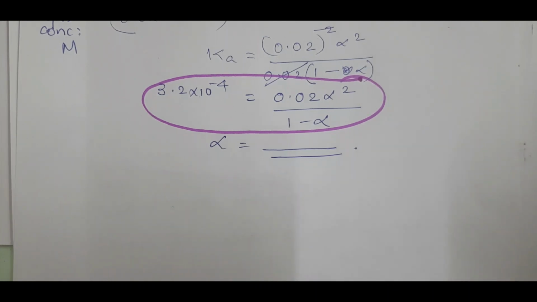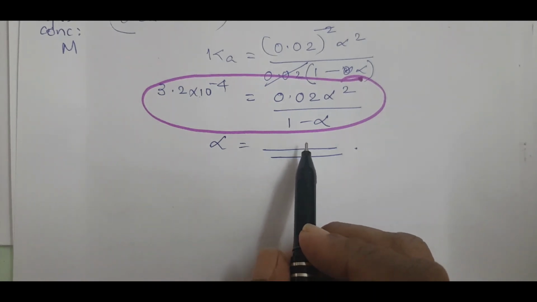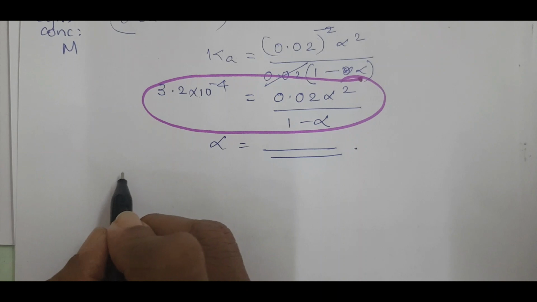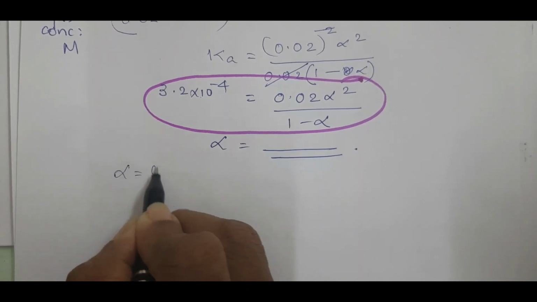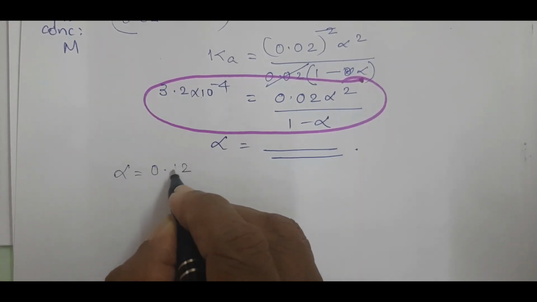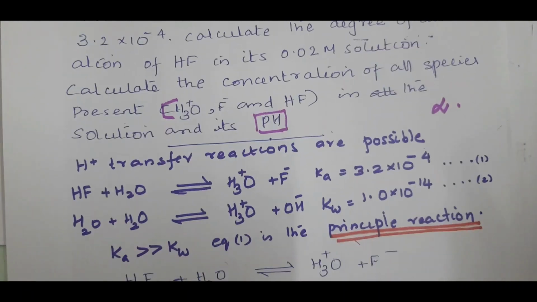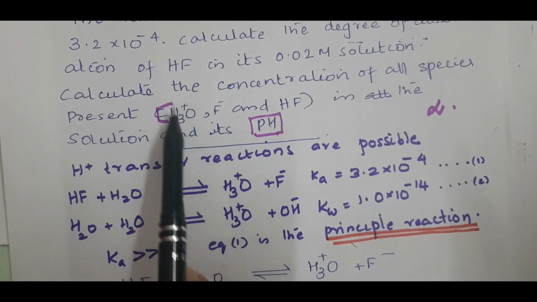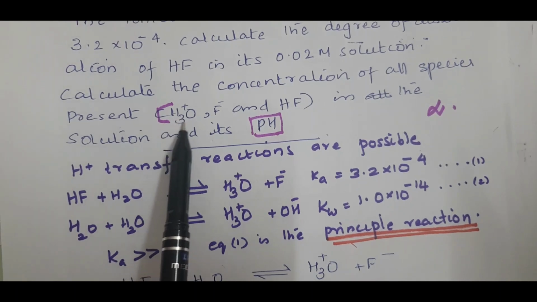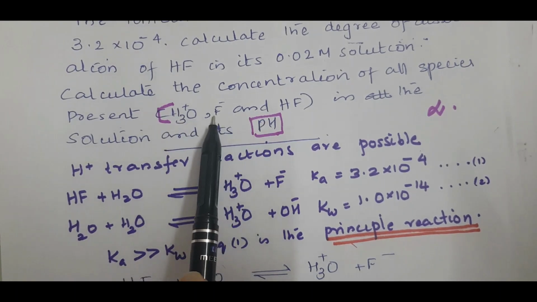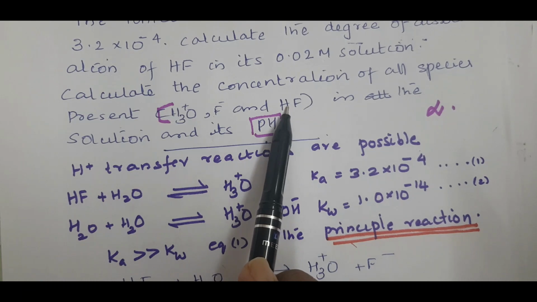That we have done earlier. So no problem. So if we get alpha, for example, say alpha is equal to 0.12, then what is the question they are asking? The question asking is: calculate the concentration of H3O positive, the concentration of F minus and the concentration of HF.